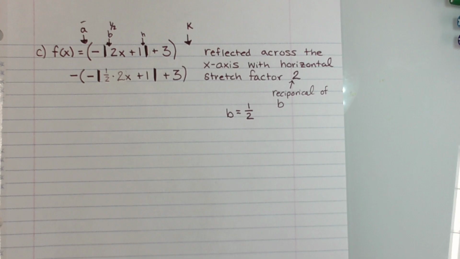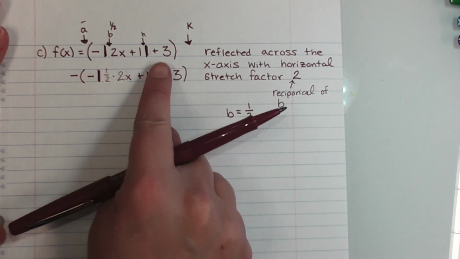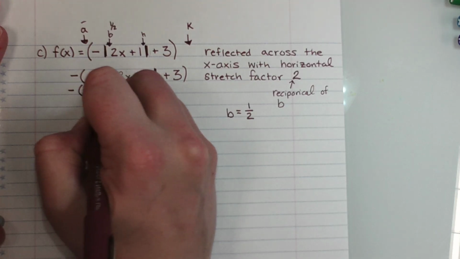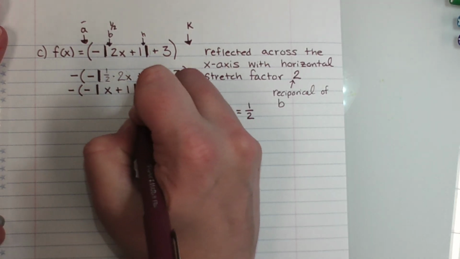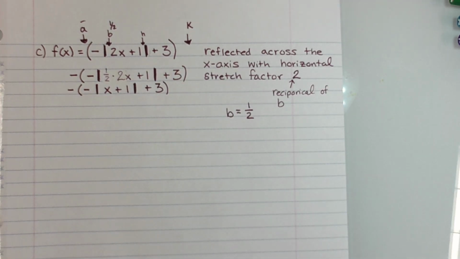When you're simplifying, you're technically working inside out. You're going through PEMDAS, which means the first thing you should simplify is the stuff in the absolute value, like the 1/2 times 2x. I get an x, still +1, and then I get a +3. I can simplify this further. Simplified forms never have parentheses.